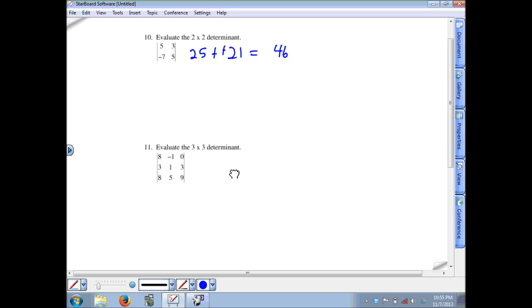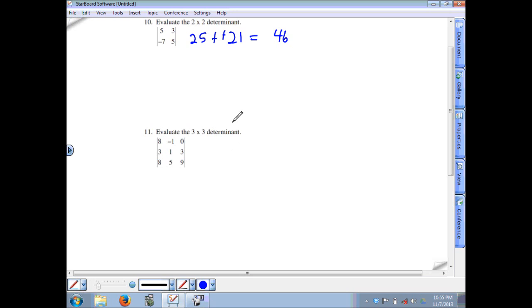A 3 by 3 determinant is done a little more complicated. It's a little bit different. You need to expand across a row or down a column, and it doesn't matter which row or column you choose, but it is wisest to choose a row or a column that contains 0. So the top row, for example, contains a 0.